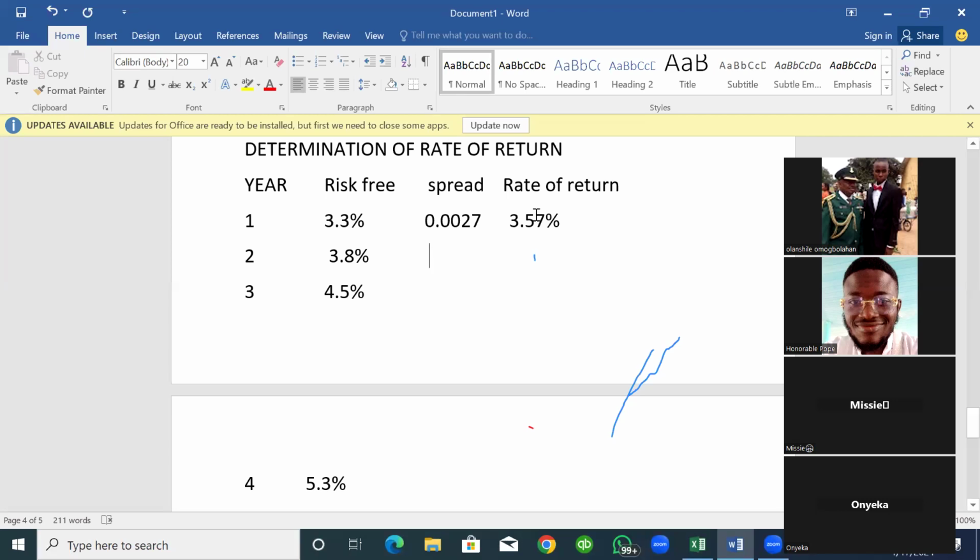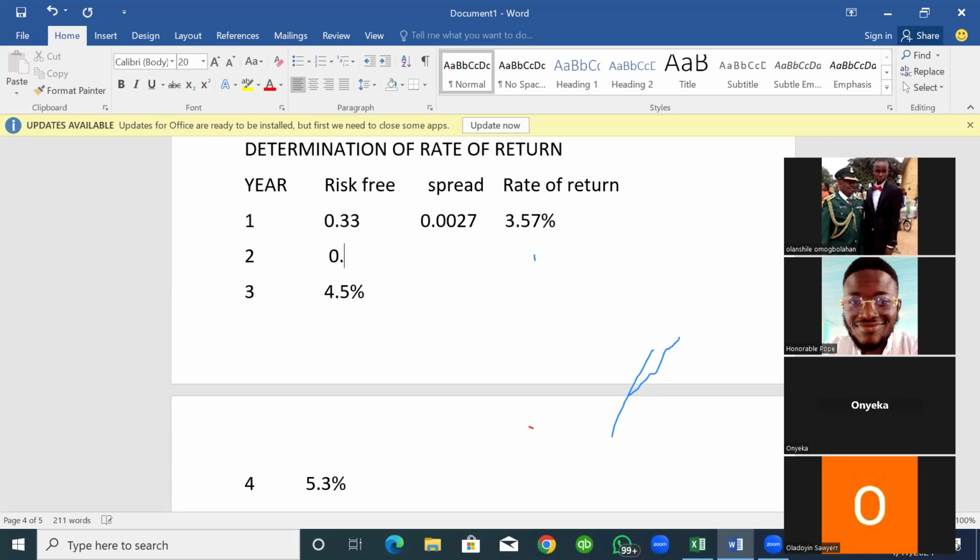Okay, I think I know where the problem is. So, let me tell you what is going on. That risk free, I did 3.3 divided by 100, so that's 0.033. Then plus the 0.0027, everything gives me 0.0357. So when I multiply by 100, I have 3.57%. Sir, don't worry. I know where the problem is from. So let's do this, because I want everybody to understand what I'm doing. Very clear.